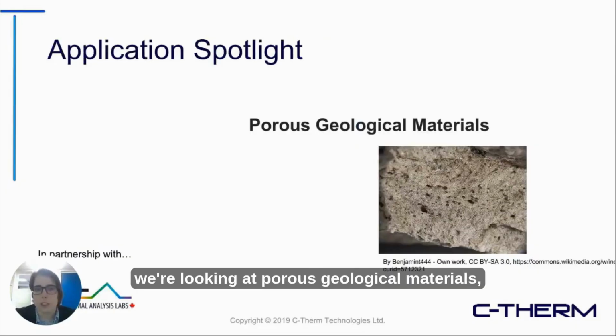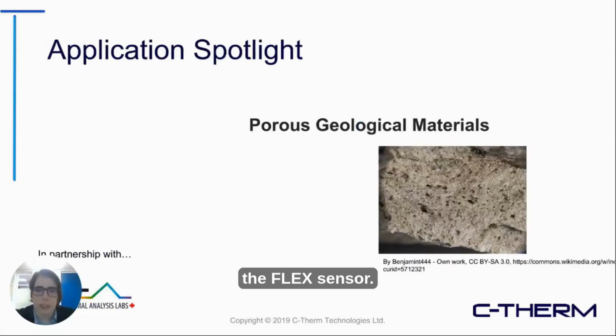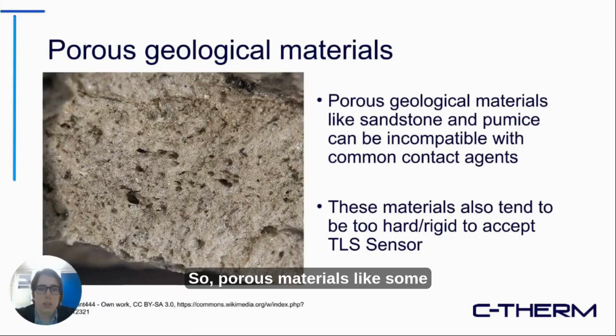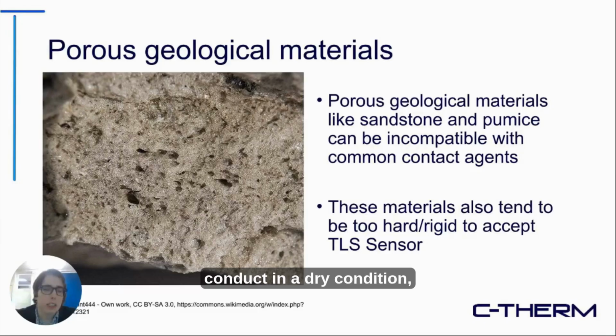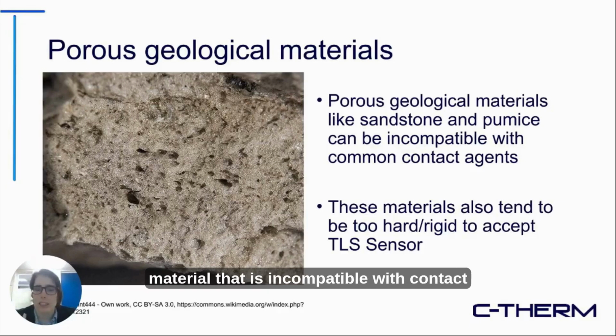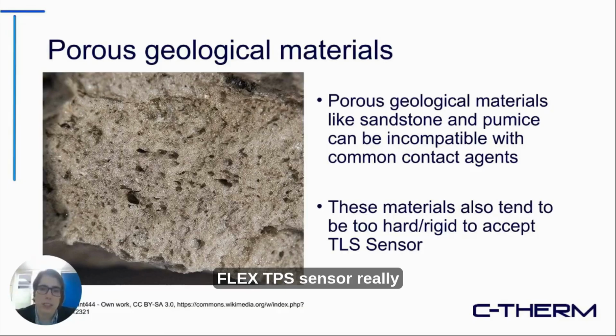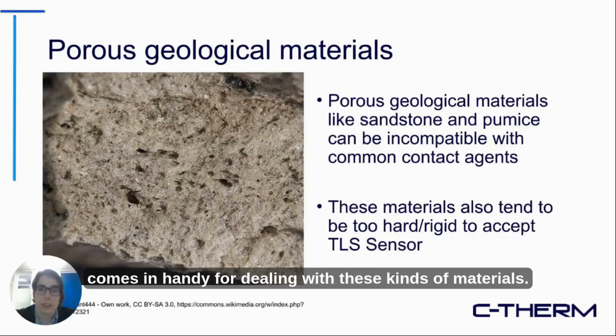So we're looking at porous geological materials, which are the kinds of materials that would be ideal for the flex sensor. Porous materials like some sandstones and pumice can be incompatible with common contact agents. For example, they might absorb all the water that you might put in contact with them, which is fine if you're looking at measuring their thermal properties when they're fully saturated. But if you wanted to measure their effective thermal conductivity in a dry condition, that can be inconvenient or difficult. These materials tend to be too hard and rigid to accept a TLS sensor, which would usually be your other option if you're looking at a material that is incompatible with contact agents. So the flexibility of the Flex TPS sensor really comes in handy for dealing with these kinds of materials.